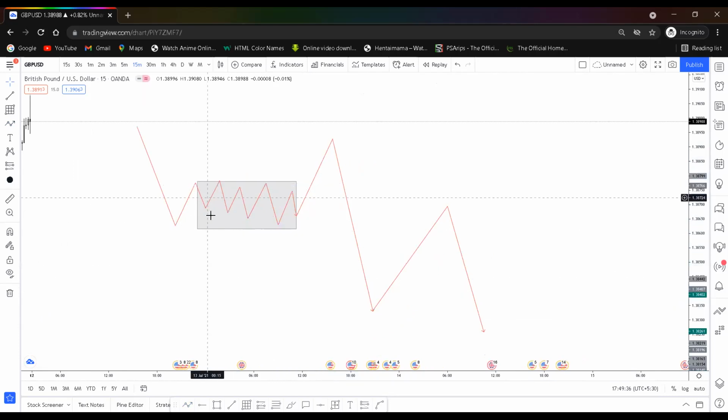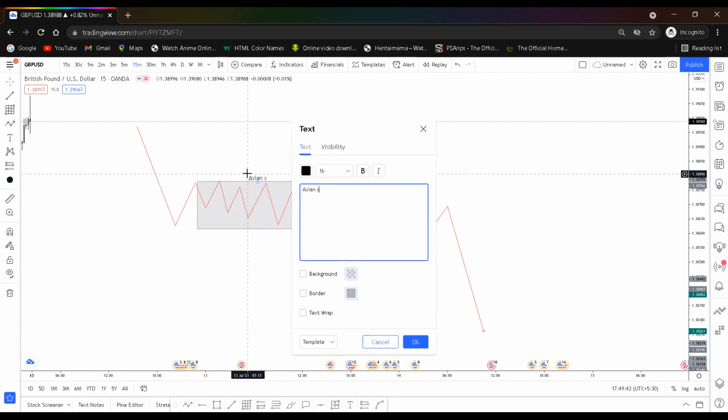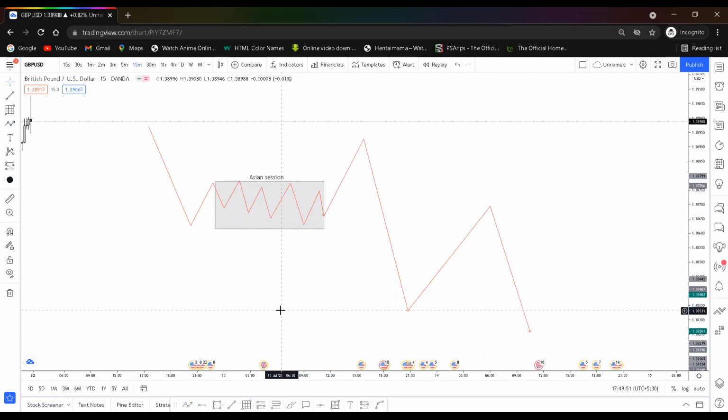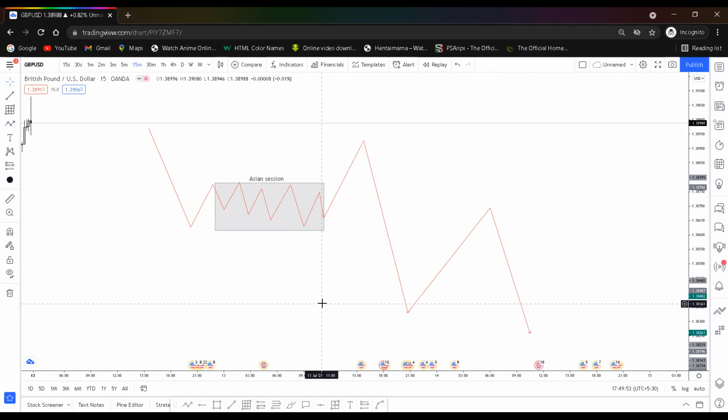This is what happens. This is the Asian session. I'll just type that out for you so that you can take a screenshot. So normally, if we're bearish and then it's consolidating, it's accumulation, manipulation, distribution. This is the accumulation, the manipulation, and then the distribution.